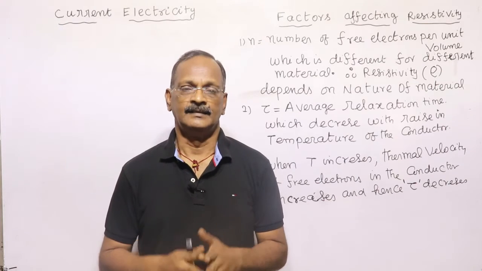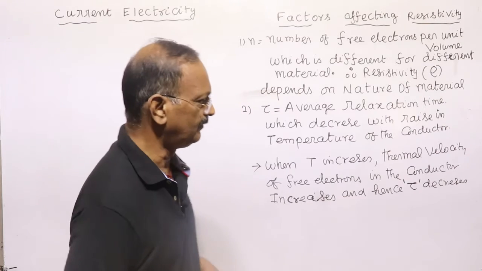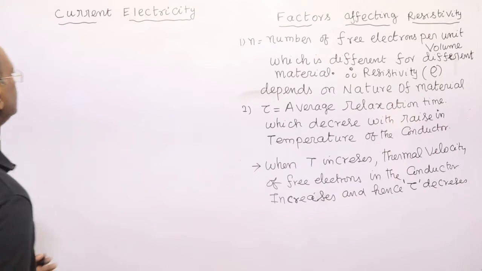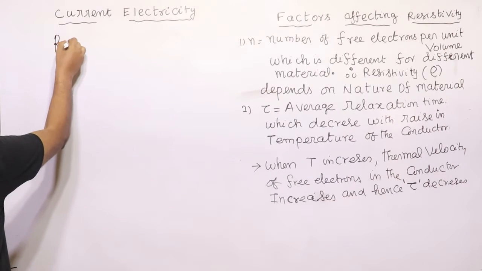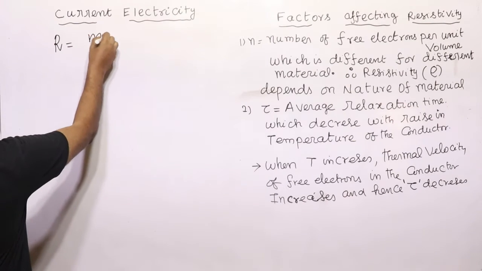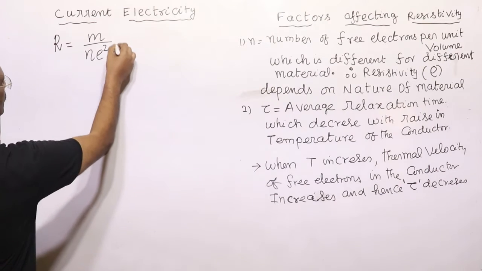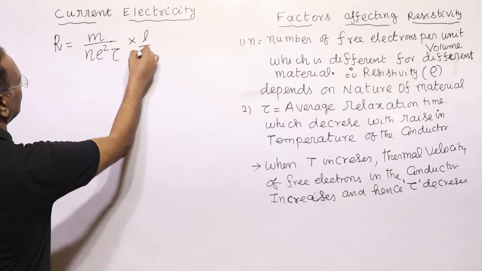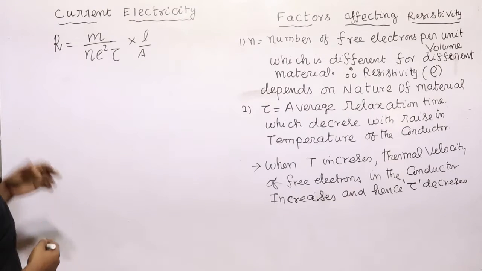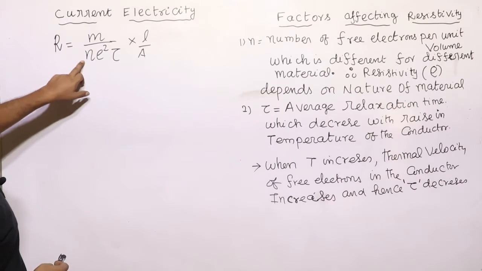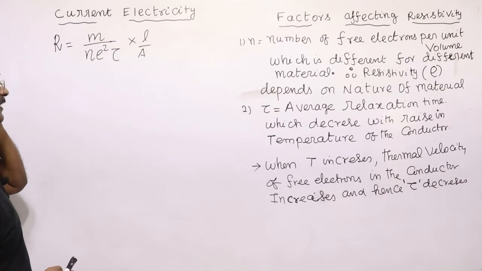Factors affecting the resistivity and conductivity of a conducting material. That is, in a conductor, what are the factors that affect the resistivity and hence the conductivity? We have already derived resistance R is equal to m by n e square tau into L by A, where L is the length of the conductor, A is the area of cross section of the conductor, m is the mass of the electron, n is the number of electrons present in a conductor, e is the charge of an electron.